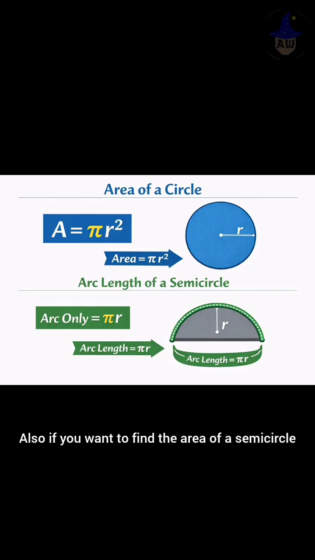Also, if you want to find the area of a semicircle, use the same formula, pi r squared, but you have to divide it by 2 because it is half a circle and not a full circle.